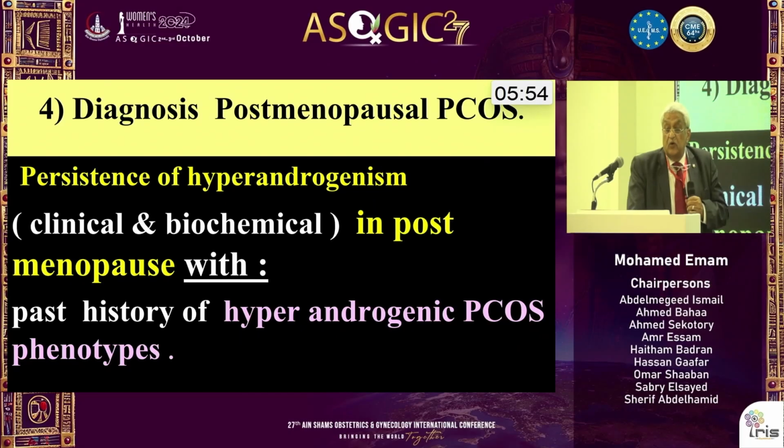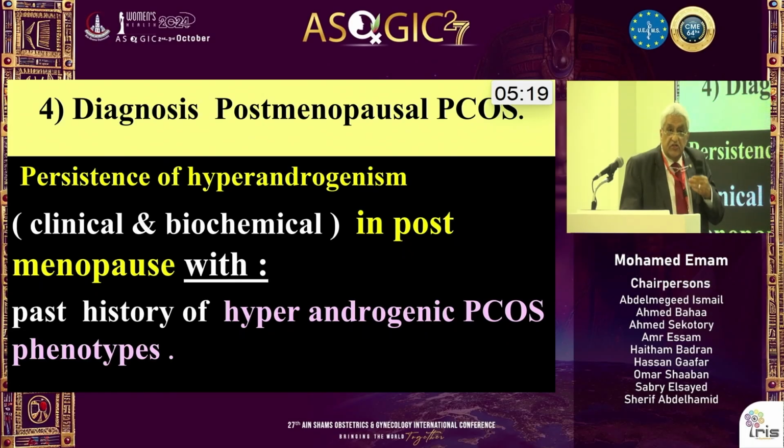Now, what is the diagnosis of postmenopausal polycystic ovarian syndrome, which you should know? It is a missed topic and it is forgotten for us. It is a persistence of hyperandrogenism, clinical or biochemical, in postmenopause with a past history of hyperandrogenic polycystic ovarian syndrome phenotype. If a case has hyperandrogenic polycystic ovarian syndrome and enters the menopause with hyperandrogenism, it is polycystic ovarian syndrome in this age.